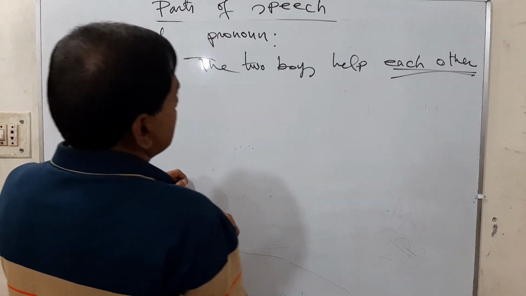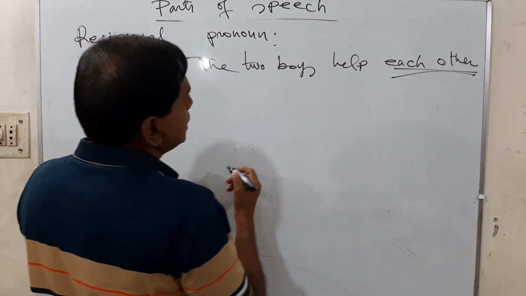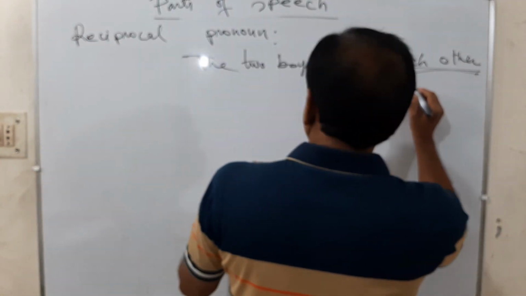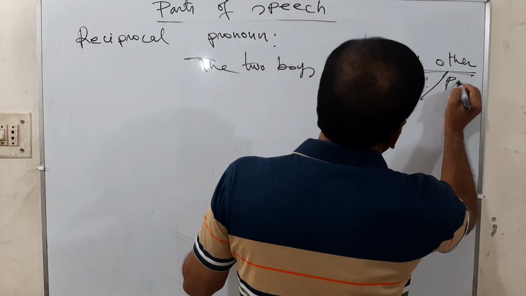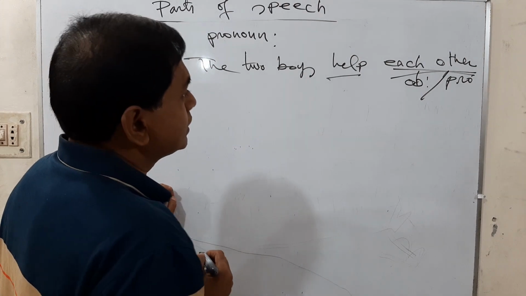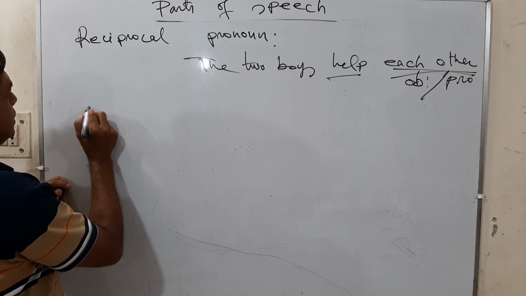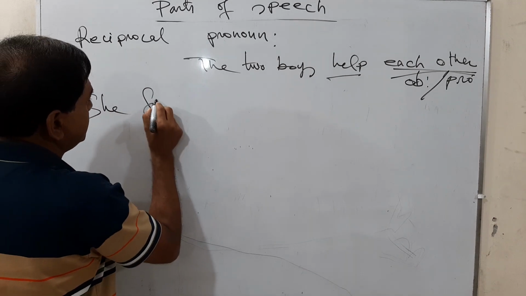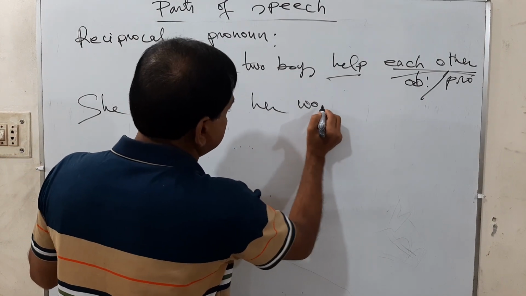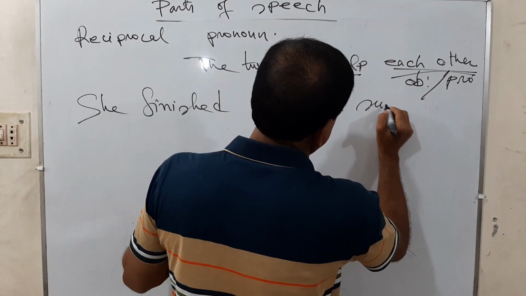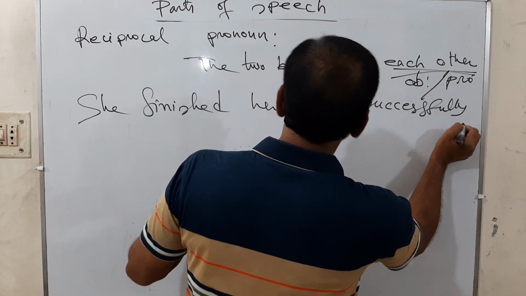So, my dear viewers, now we can easily understand that when we use the pronoun, we have to think about that noun is used as the subject and object of a sentence. In the same way, pronoun is also used as the subject and object in a sentence. Pronoun and its object. She finished her work successfully.